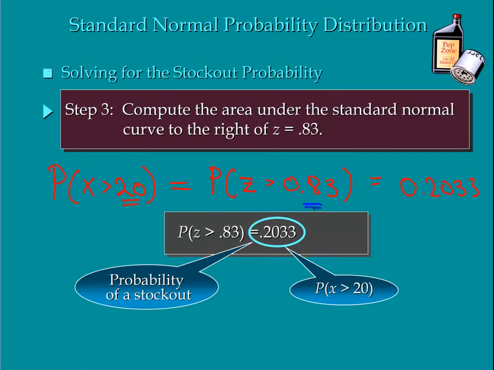So this is an important part here. 0.83 is the z-score of 20. So when we're dealing with some general probability distribution, we find the corresponding z-score, and we can use the probability tables to evaluate things like this and get answers like this. Okay, so the probability of x greater than or equal to 20 is the probability of z being greater than 0.83, and the answer there is 0.2033.